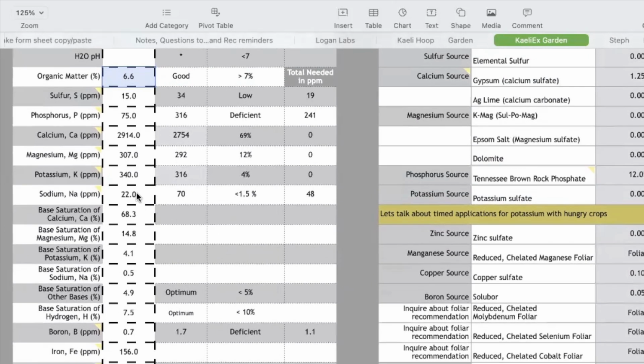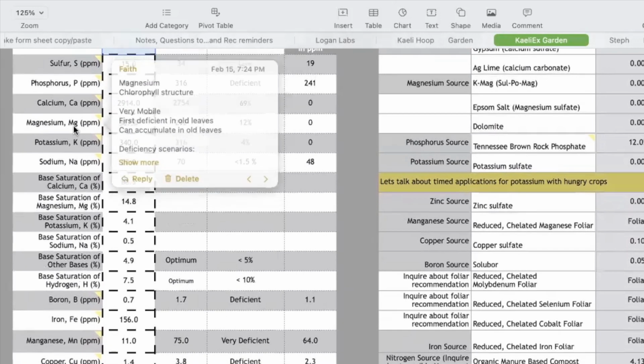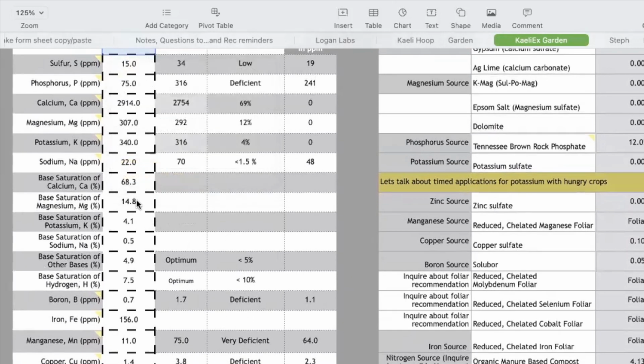Looks like you're doing good. I'm glad you're not way too high on the magnesium here. You've got that 68% calcium, 14% magnesium. A little bit lower on the magnesium would be good, but that's great where you're at.